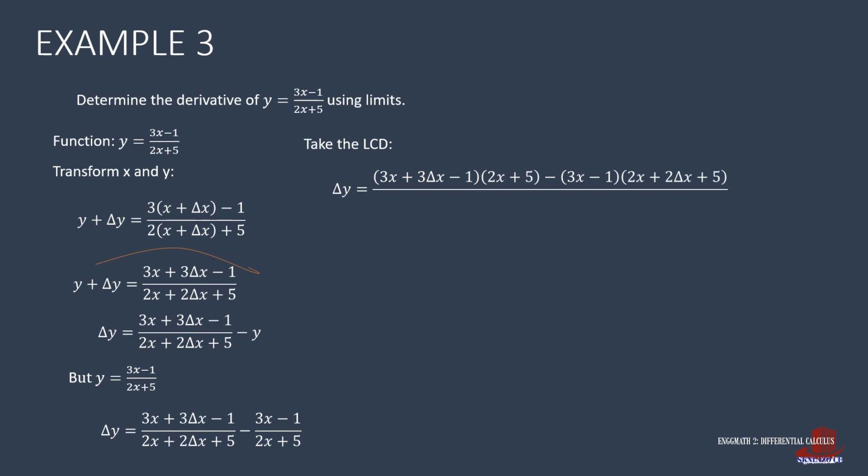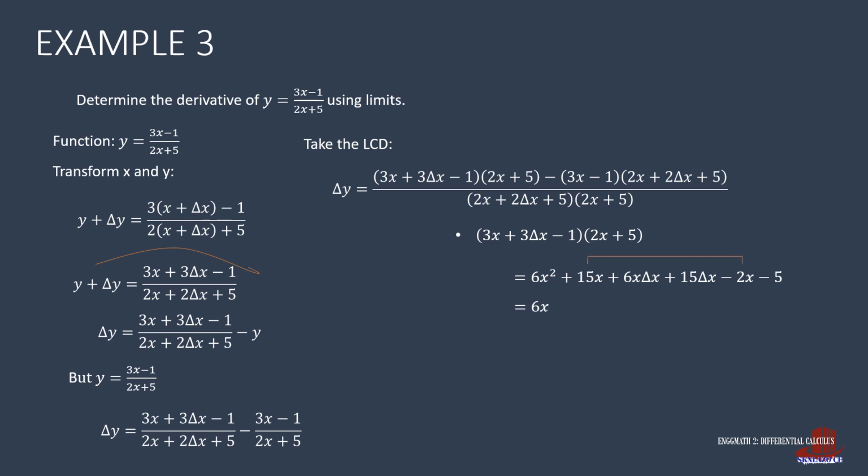The two quotients should be combined together, so take their LCD. And because we have 3 terms to combine, let's break down the solution into parts. For the first term on the numerator, multiply the trinomial with the binomial to have 6x squared plus 15x plus 6x delta x plus 15 delta x minus 2x minus 5. The only similar terms are 15x and negative 2x, making the expression 6x squared plus 13x plus 6x delta x plus 15 delta x minus 5.